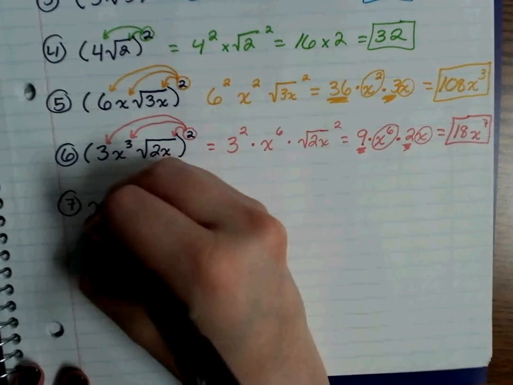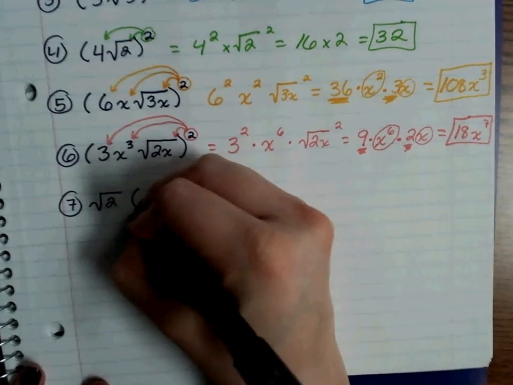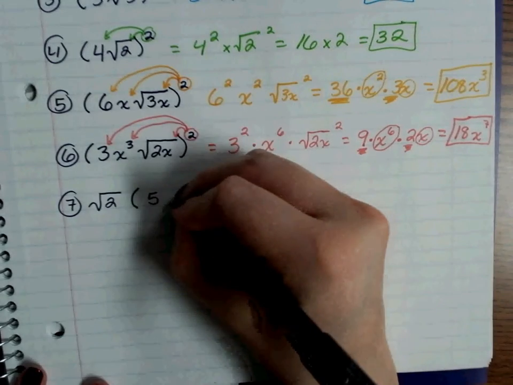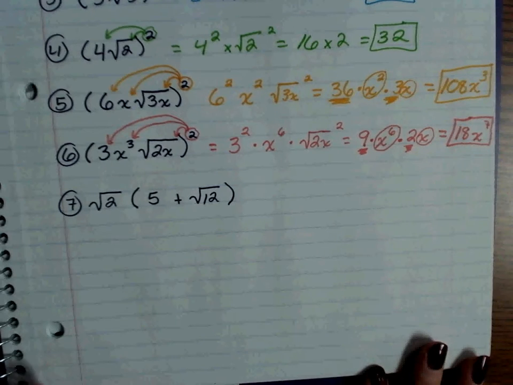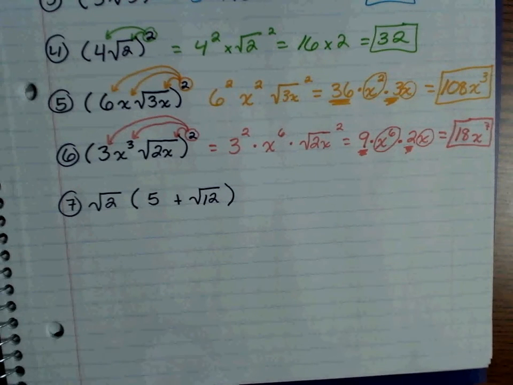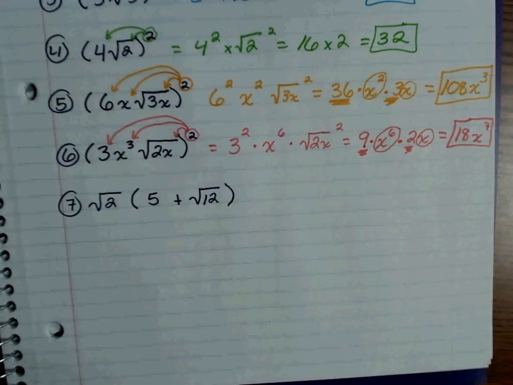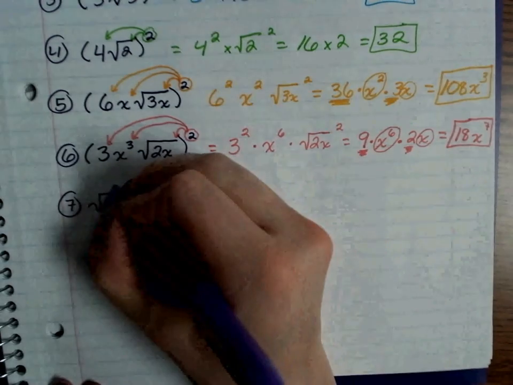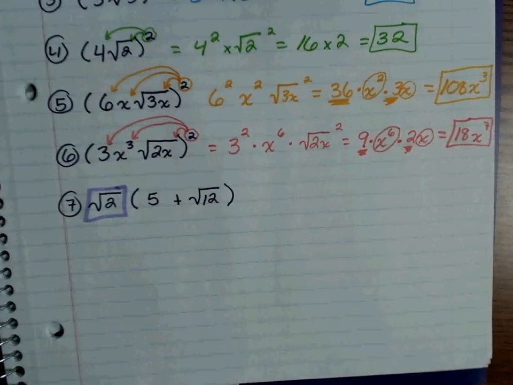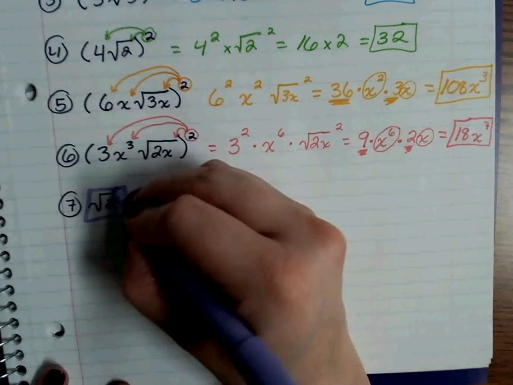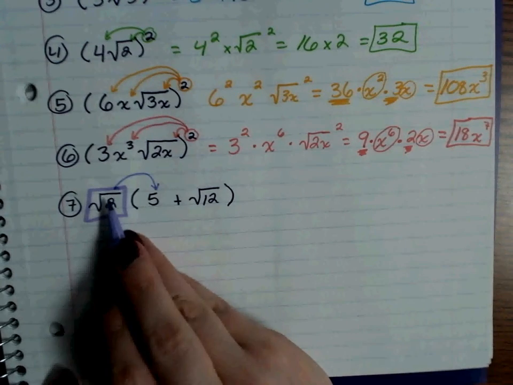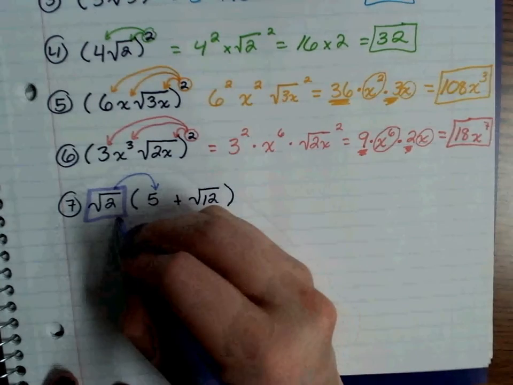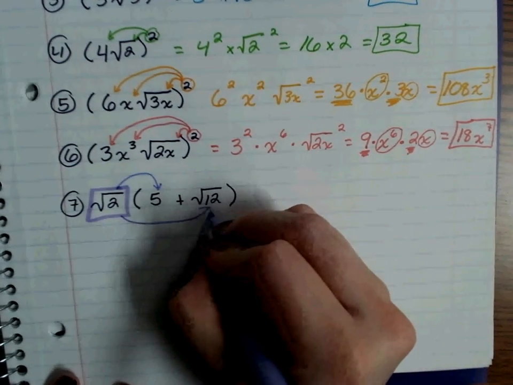If we've got the square root of 2 and I'm wanting to multiply it by 5 plus the square root of 12, this is distributive property. What we're going to be doing is taking that square root of 2 and distributing it as multiplication to each component. So we're going to do square root of 2 times 5 and square root of 2 times the square root of 12.